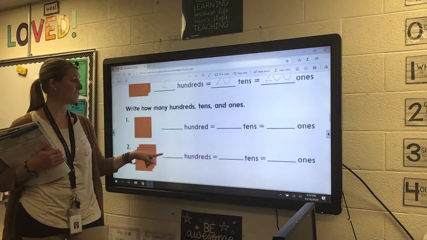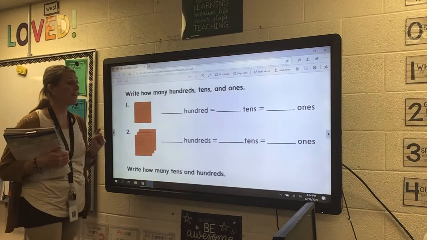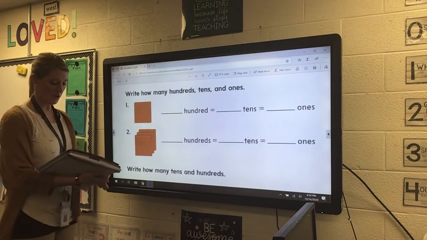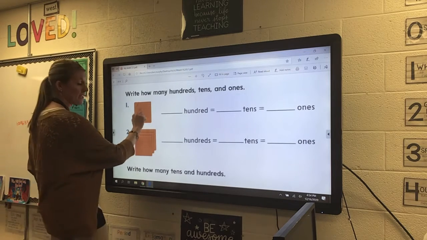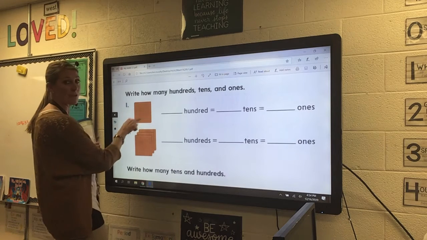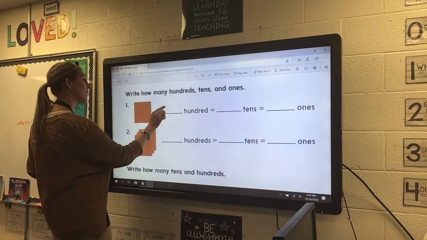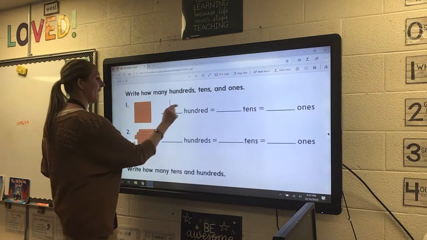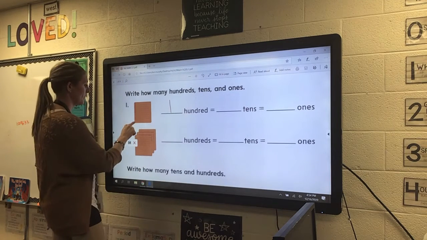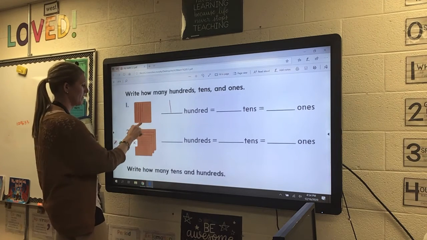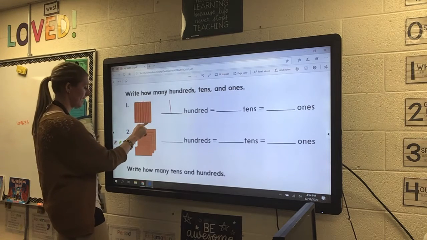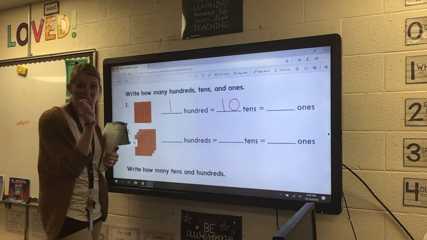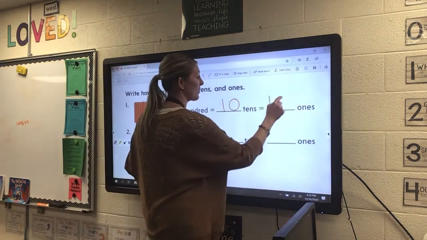Now, down here, we're going to have to write how many hundreds, tens, and ones are there. So on the first one, I know that there is 100 here. So if you look at this, this is 100 flat. So then I'm going to put that is worth 100. Now, how many tens is that? Well, I have 10, 20, 30, 40, 50, 60, 70, 80, 90, 100. That is 10 of them. And how many little cubes is that? Well, we know that's 100 ones.